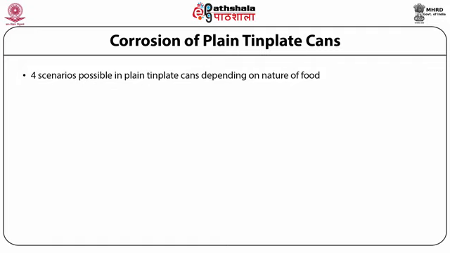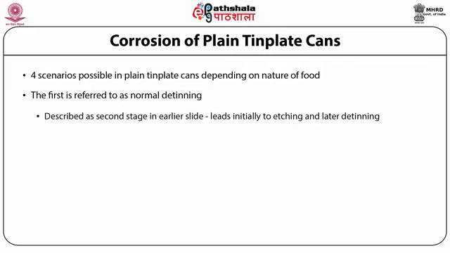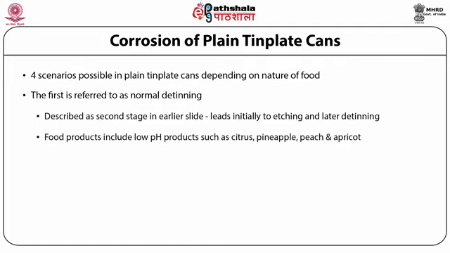Four different scenarios are possible in plain tin plate cans, depending on the nature of the food and the presence of depolarizers. The first is referred to as normal detinning and is an essential process in plain cans of most products. It has already been described in an earlier slide as the second stage and leads initially to etching and later detinning of the can. Food products characteristic of this type of corrosion include low pH products like citrus, pineapple, peach and apricot packed in plain tin plate cans.